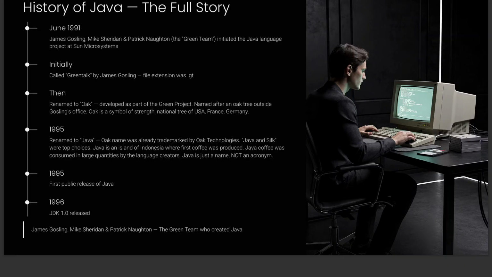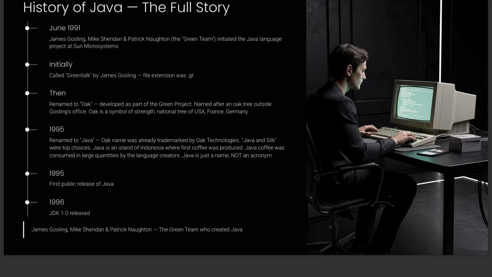And later, once he wanted to launch it for the market, he thought of renaming it because the name was already trademarked by Oak Technologies. Then he had two words in mind, Java or Silk. They were the top choices for the name of the high level programming language which they developed. Java is also an island of Indonesia where the first coffee was produced, and Java coffee was consumed in large quantities by James Gosling. So Java is just a name and not an acronym, and that's where they finalized the name.